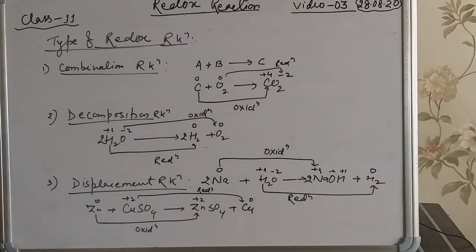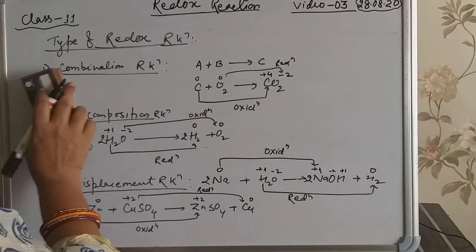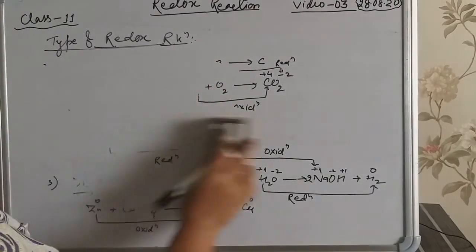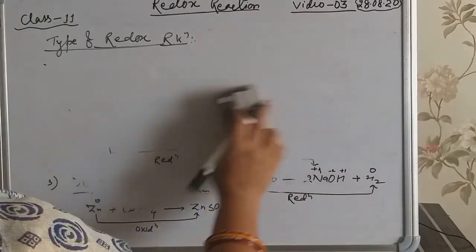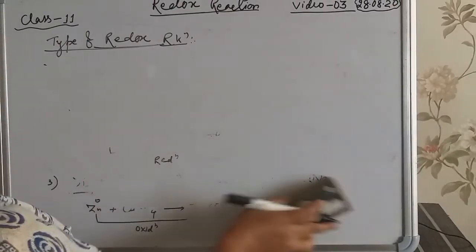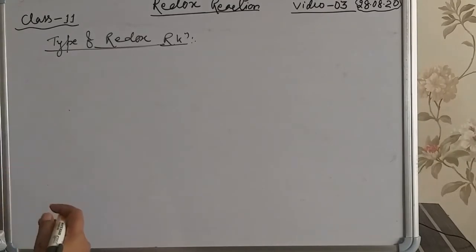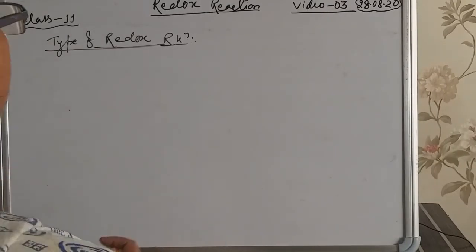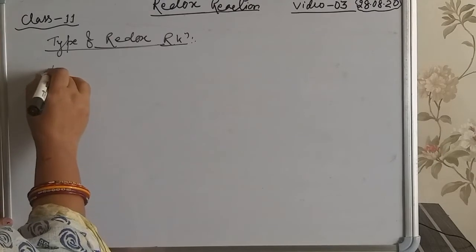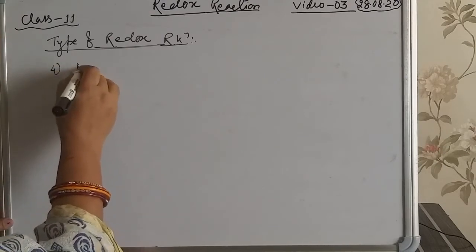Next is the disproportionation reaction. In a disproportionation reaction, a single species undergoes both oxidation as well as reduction. This is an important reaction from the examination point of view. So let's discuss the disproportionation reaction.